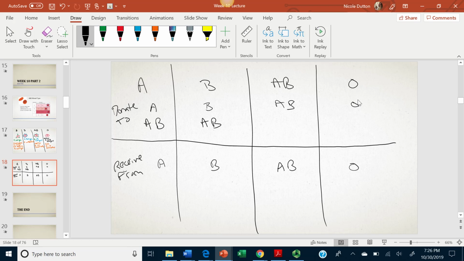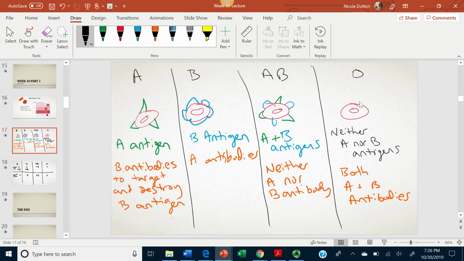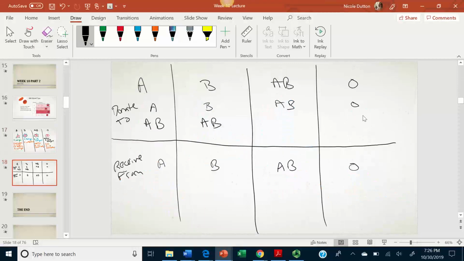Blood type O, if you look at it, doesn't have anything on its surface to attack. So blood type O can donate to everybody because nobody can attack anything on the surface of O. There's nothing there to attack. O is our universal donor.